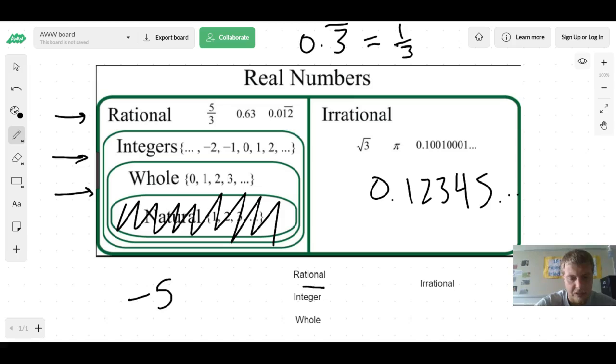Okay, so this is definitely an integer, which means it can be written as a fraction, so it's also rational. Let's try one last example.